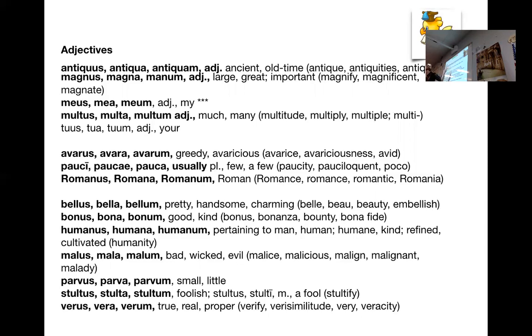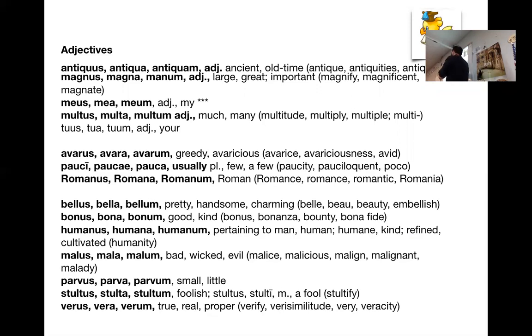Antiquus, that one's really easy. Ancient, we get antique from it. Magnus, like magnificent, large or great. Meus is my. You might not think of my as a descriptive word, but it is explaining what something belongs to. Multus is many. Avarus is greedy. Has anybody heard the word avarice? Avarice, one of the seven deadly sins, if someone's using a fancier word than just greed.